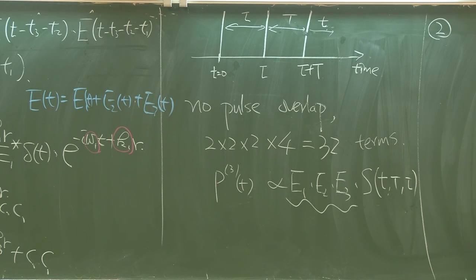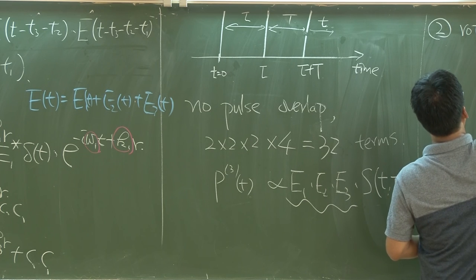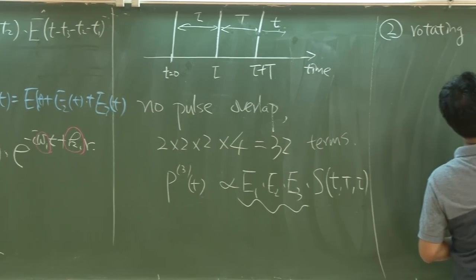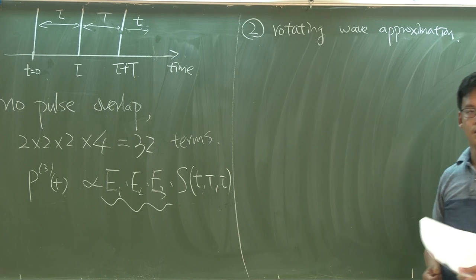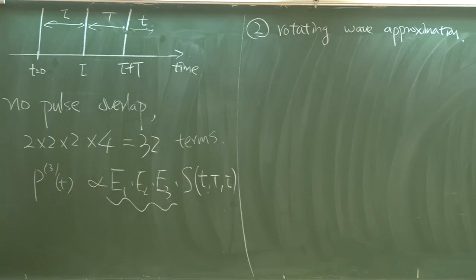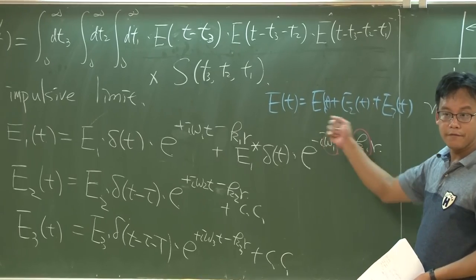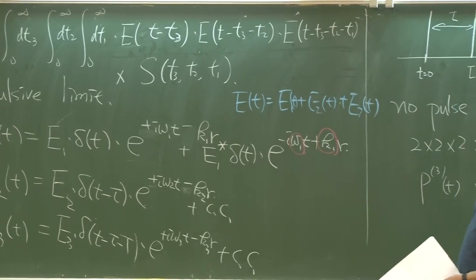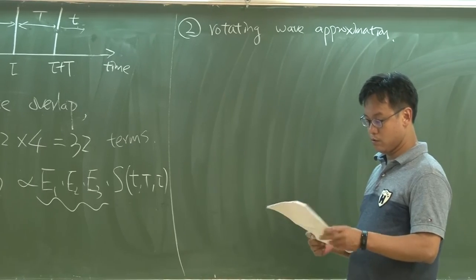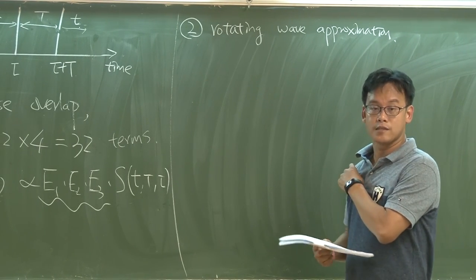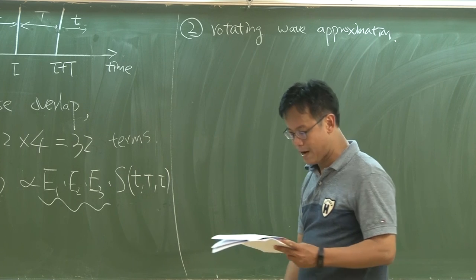Now the second approximation we want to carry out is the rotating wave approximation. You notice here that there is a clockwise rotating and another counter rotating wave here. And it's easier to explain this using the first order response. So I will use linear response to give you an explanation, but the same idea applies to three pulses. Okay. So let's say in a first order response, linear response.